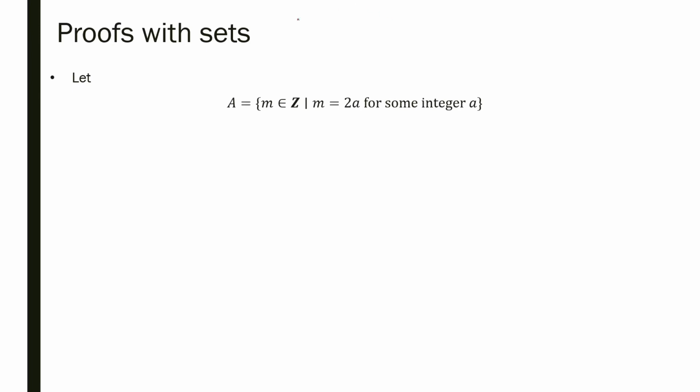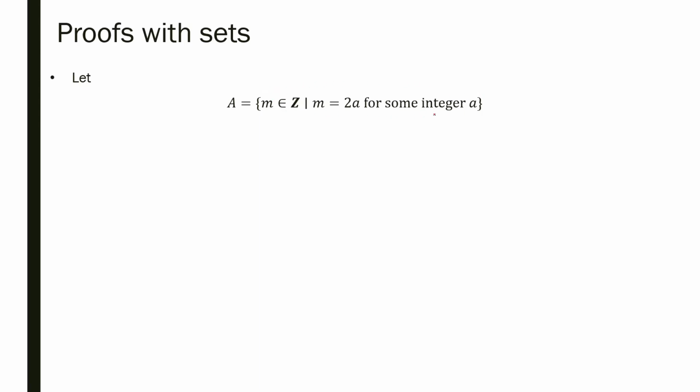Let A be the set of all integers m such that m is equal to 2a for some integer a. What does this mean? This just means that you can represent m as 2 times something. So this is just the set of all even integers again, it just looks a little different.